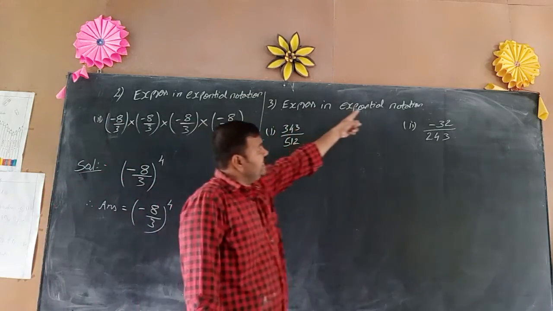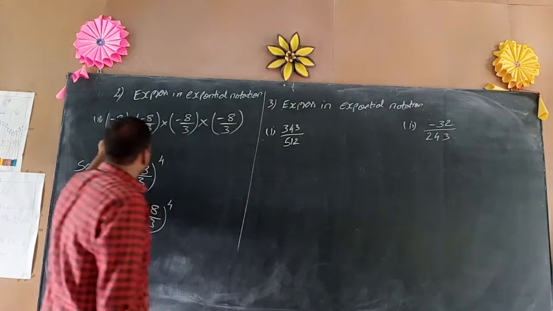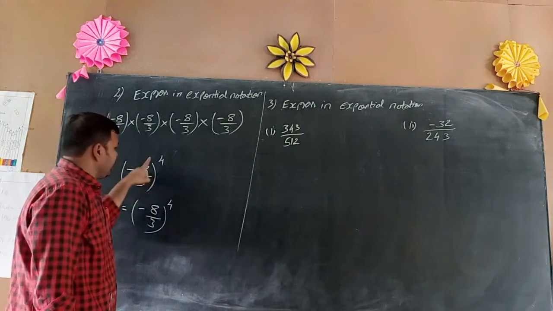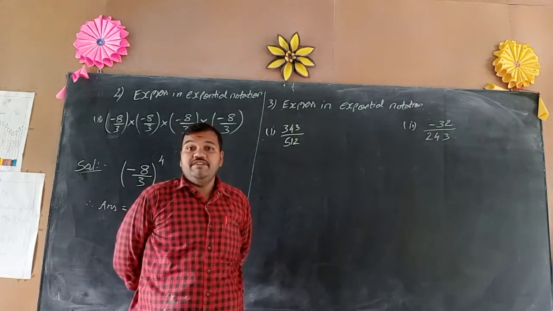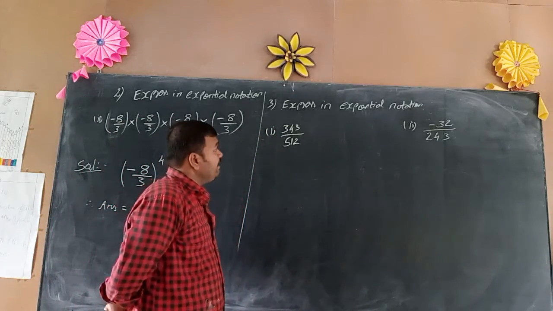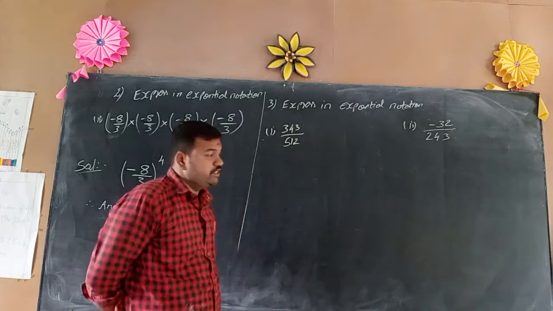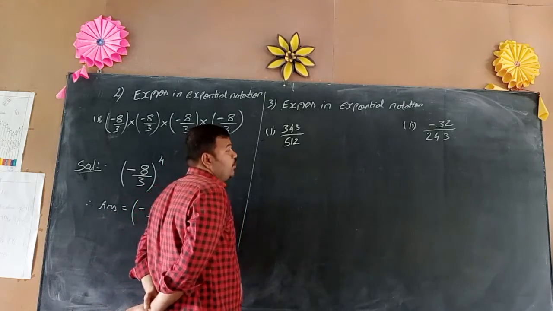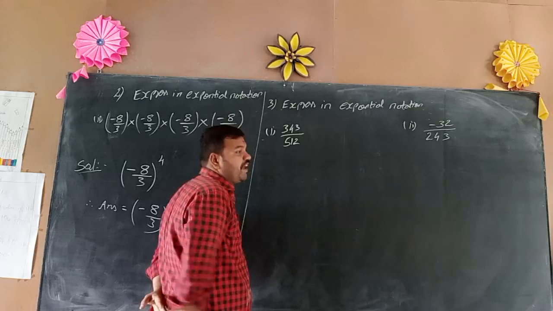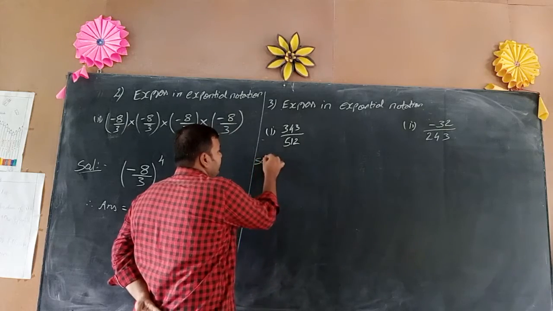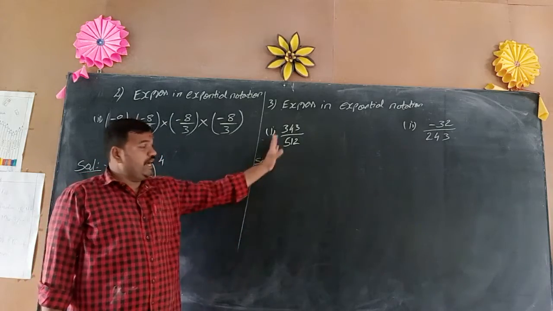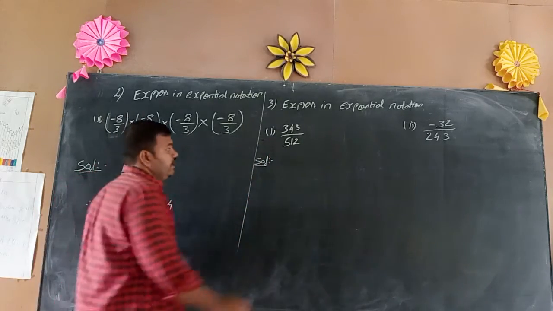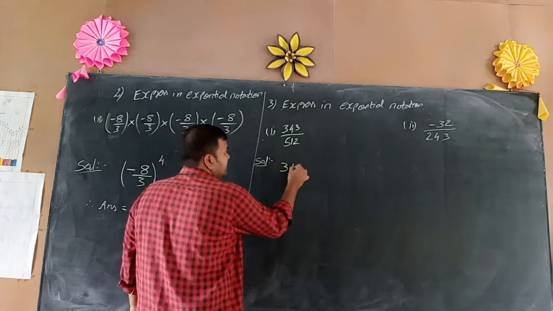Here, expressing in exponential notation, the same number is repeated 4 times, so directly we wrote 4. But the given number is 343 by 512, it is not given in the form of repeated numbers. So same numbers are not there. We have to write it in exponential form, which means we have to change it using the prime factor method. Any number we have to write in the form of power, we have to take the prime factor method, which is nothing but the LCM method.